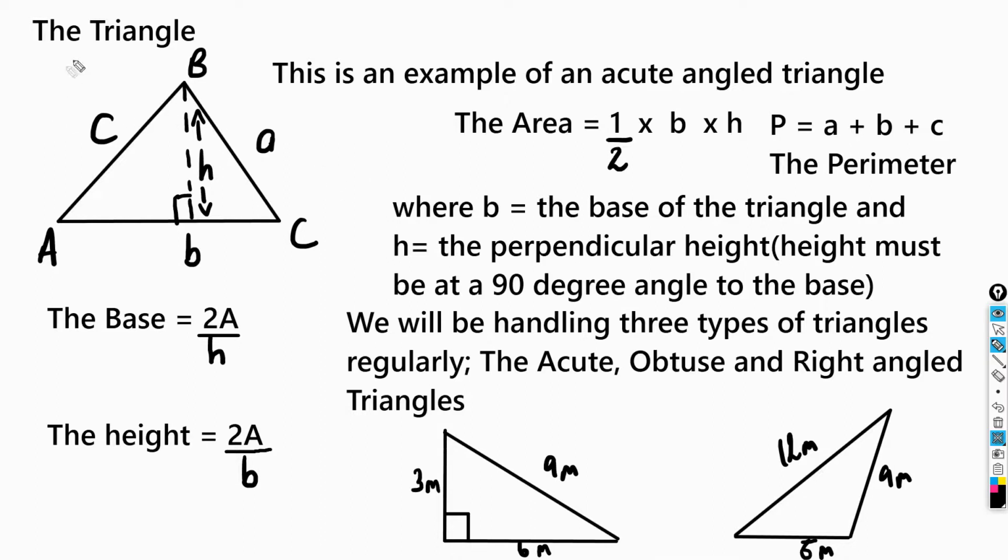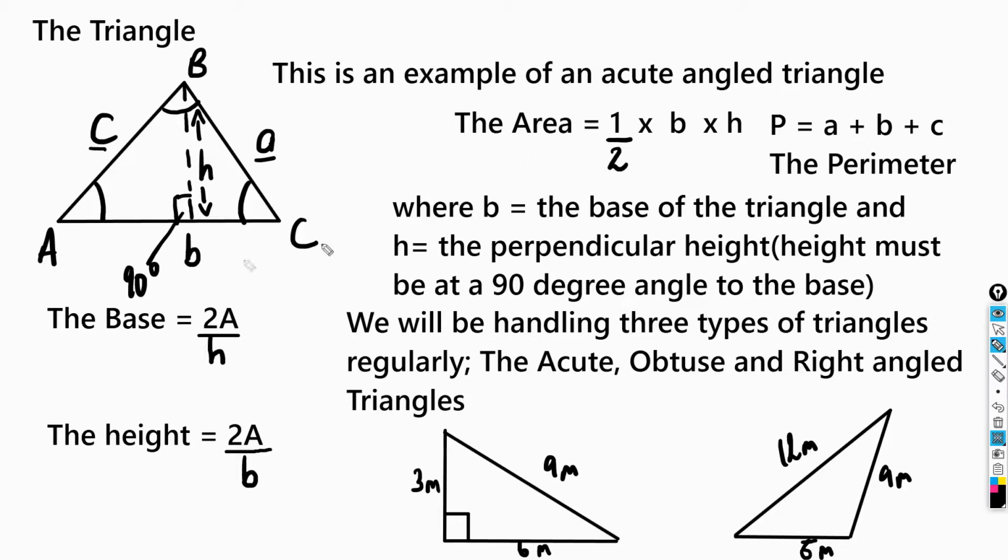So it says here the triangle, right? We're going to be looking at a triangle, and this is an example of an acute angle triangle, right? Because all of the angles in the triangle are less than 90 degrees, okay? All right. So in this triangle now, we can see that we have the perpendicular height, right? And we know it's perpendicular because of this little symbol here. This actually means 90 degrees, right? And we have the base, which is B, right? The base of the triangle. And we have A, which is the length of this side, and C, which is the length of that side.